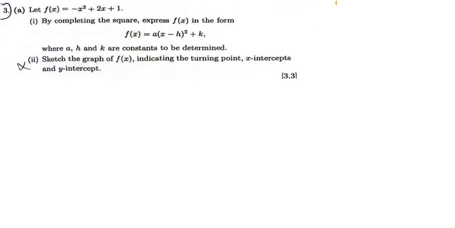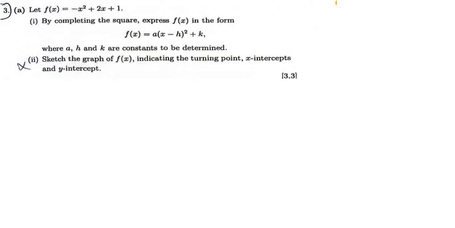So let's go ahead and also talk about question 3, which is about the completing the square method. The question says, let f of x be equal to negative x squared plus 2x plus 1. Part 1 says, by completing the square, express f of x in the form f of x equals a open brackets x minus h squared plus k, where a, h and k are constants to be determined. Part 2, sketch the graph of f of x indicating the turning point, x-intercept and y-intercept.